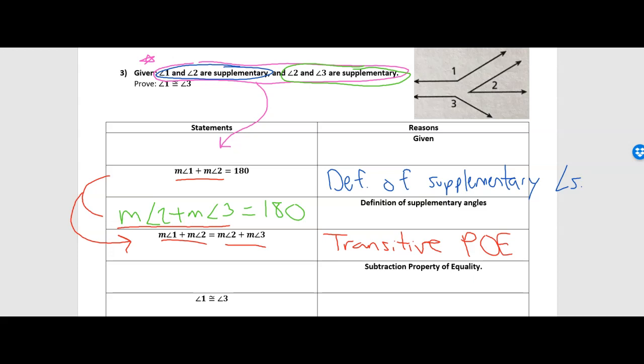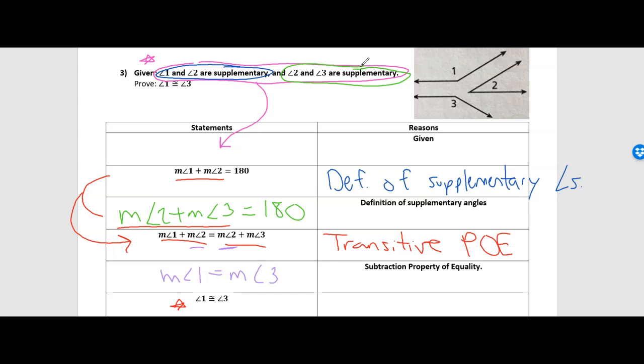You're not given the next statement, but we are given that we are using the subtraction property of equality. And it might help to see what we're trying to end with. So I'm trying to end with angle 1 on one side and angle 3 on the other side. So what would I subtract from both sides to make that happen? Well, I would want to subtract the measurement of angle 2 from both sides. If I subtract the measurement of angle 2 from both sides, I'm left with the measurement of angle 1 equals the measurement of angle 3, using the subtraction property of equality.